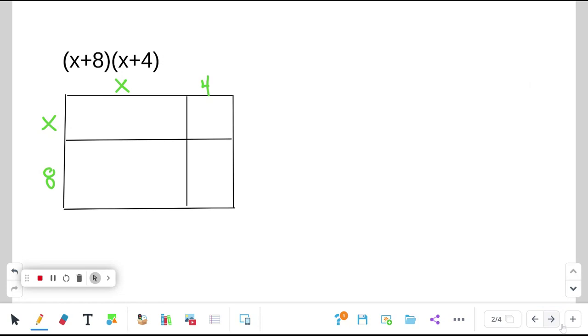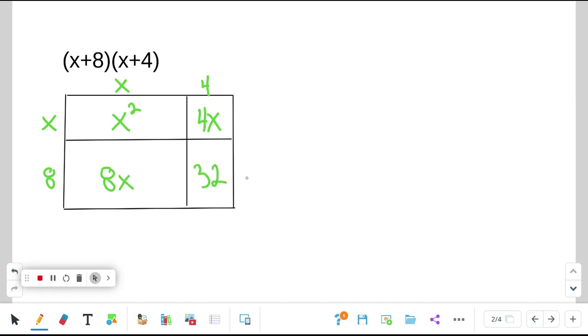What we're really looking at is stuff that looks like this. So I've replaced the first two numbers with x's, and now we're supposed to find the total area here. Well, this is going to be x squared because x times x is x squared. This will be 4x. This will be 8x because 8 times x, and this will be 32.